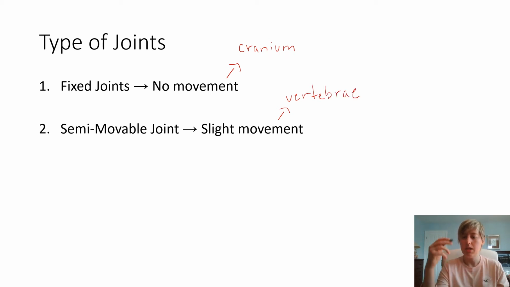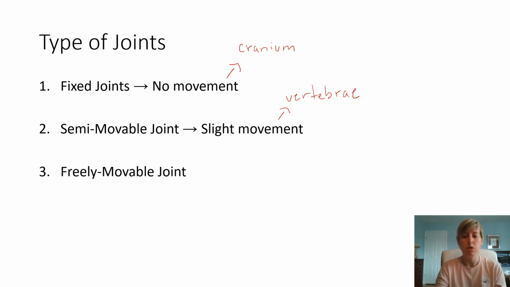Because in between each of your vertebrae you have cartilage, and that allows for slight movement in between each of the bones. That's why you can actually bend your spine. Now, the third category, and this is the category that you have lots of movement, would be freely movable joint.